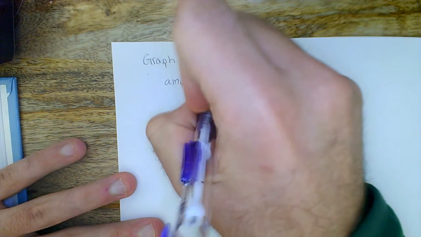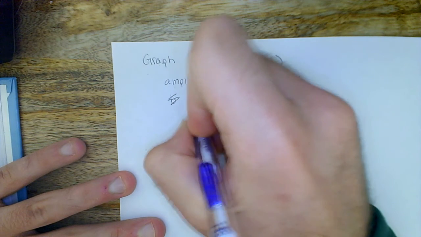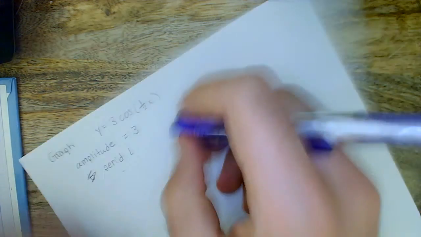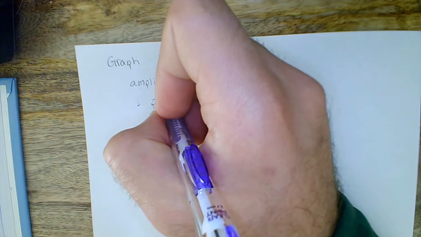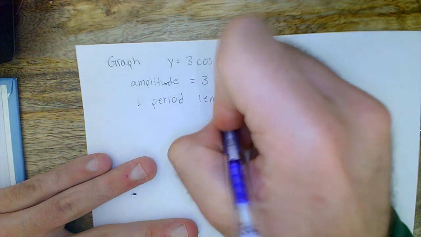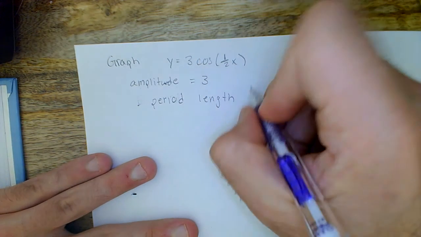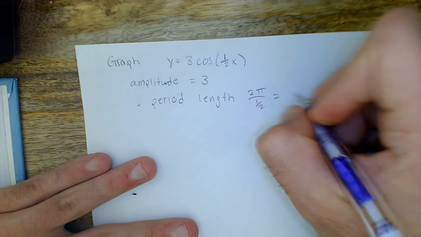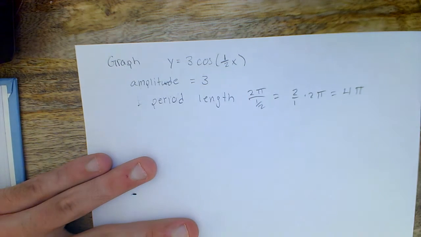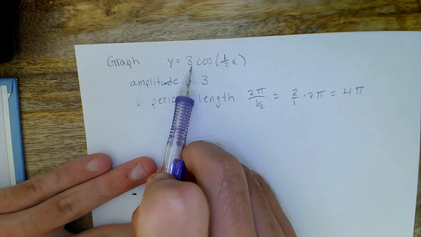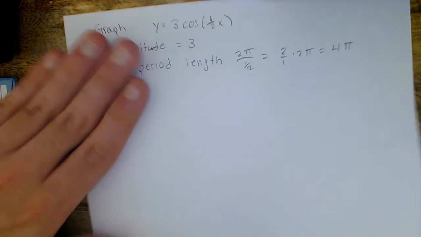The amplitude is equal to 3, and the b value is 1/2. So if b is 1/2, then we have 2 pi divided by 1/2, which is equal to 2 over 1 times 2 pi, which is equal to 4 pi. So this has got a period of 4 pi and an amplitude of 3.